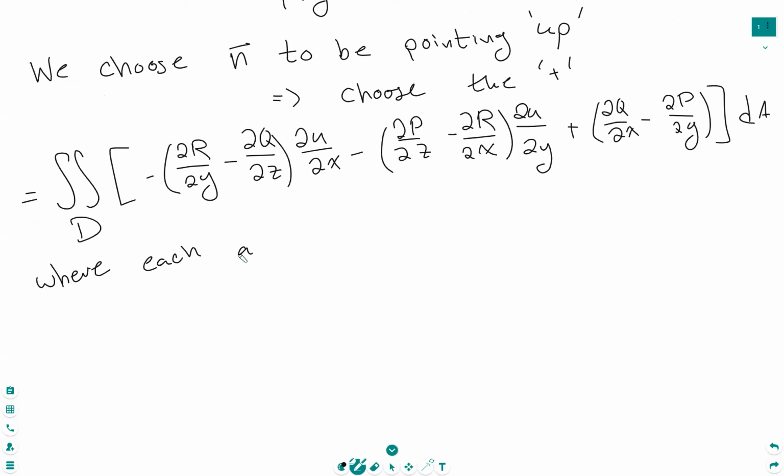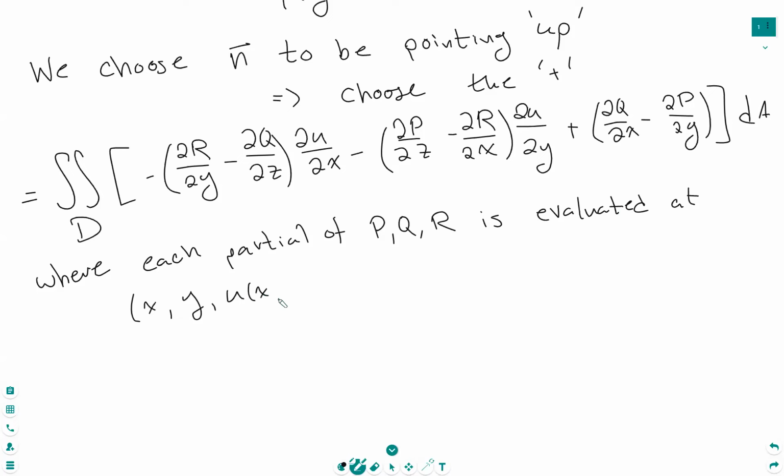Where each partial of P, Q, and R is evaluated at X, Y, and U of X, Y. Right? Because just like a surface area integral, we would have to eliminate that Z. And we know that Z is equal to U. So we're just making sure that whenever we do these evaluations, we would plug in U for Z. Okay, so for the surface area integral, we're going to stop here. This is just some form.